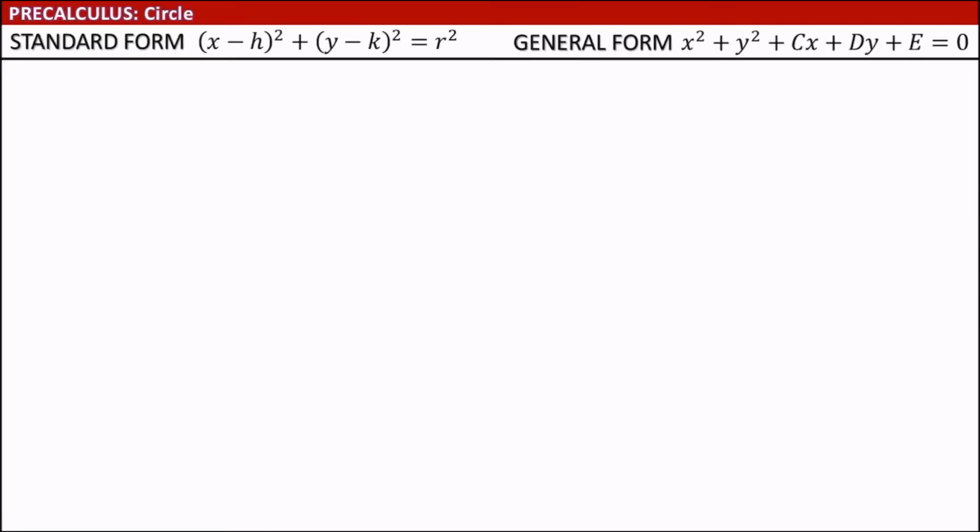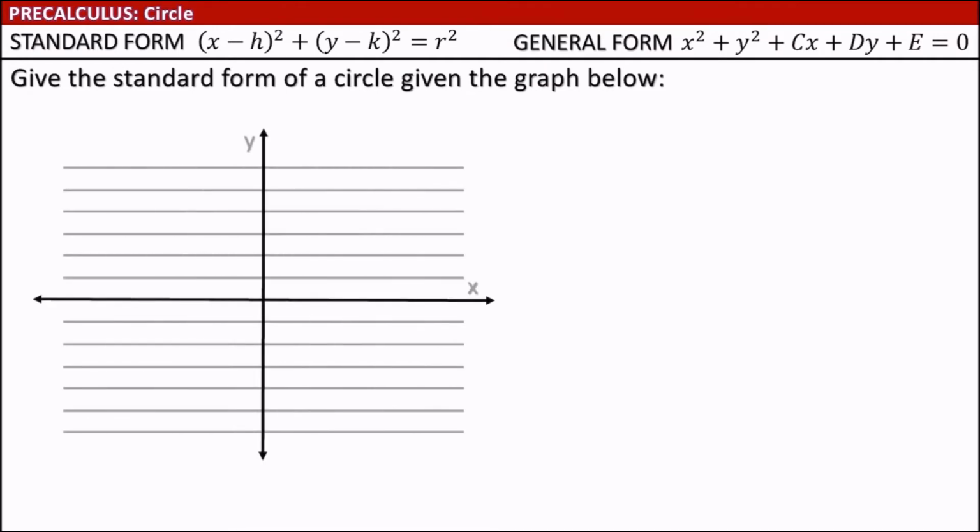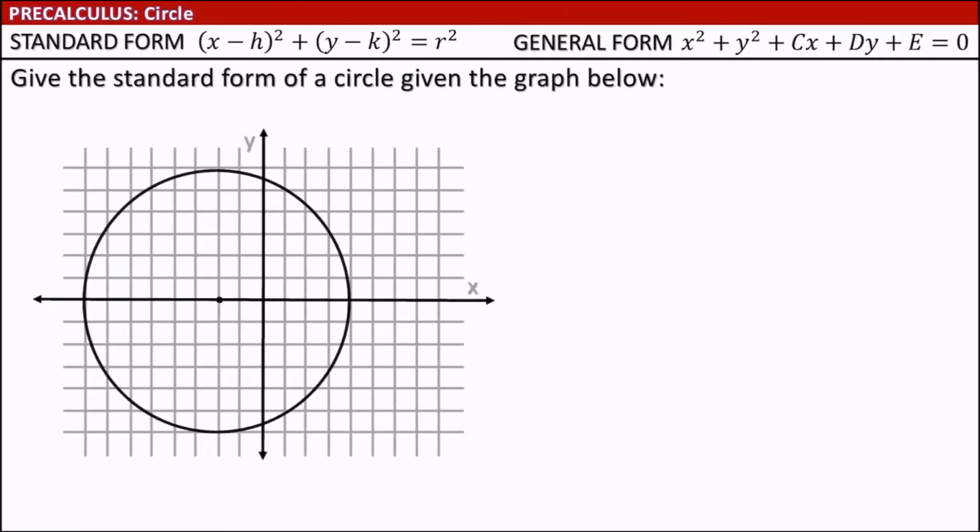Let's start! For our first problem, we have, give the standard form of a circle given the graph below. For the standard form of a circle, kailangan lang natin ng values ng h, k, and r. Hk represents the center and r represents the radius. In this graph, makikita natin na ang ating center is at negative 2, 0, which means that our h is equal to negative 2 and our k is equal to 0. For our radius, bibilangin na lang natin. In this case, our radius is equal to 6.